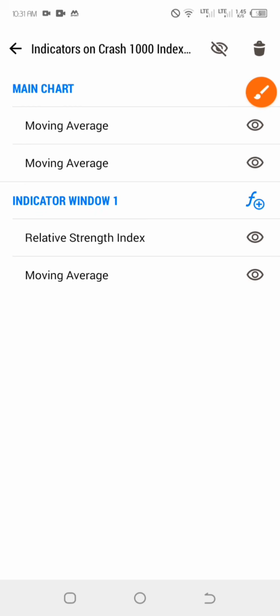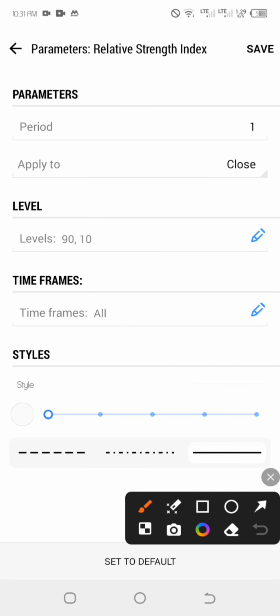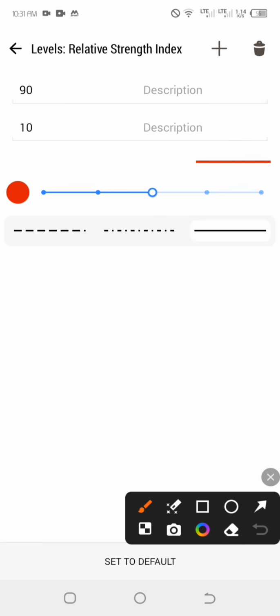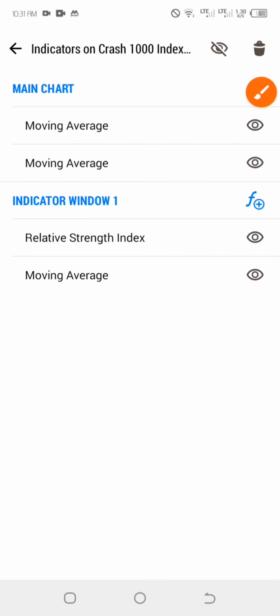Okay, now for the next indicator, which is the RSI, to add this up, we click on this F icon at the top. We search for RSI and click on it. Now for the RSI, we don't need the properties. What we need is the levels. Okay, we need the 10 and the 90 levels. Of course, use any color of your choice. Then go back and click on save. Then you have your RSI in your chart.